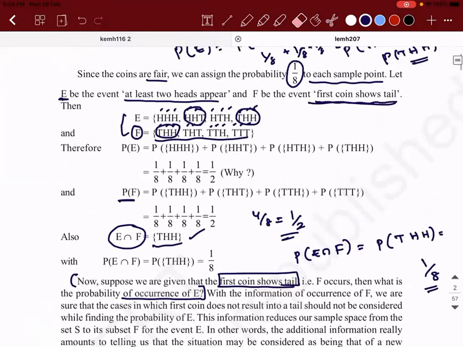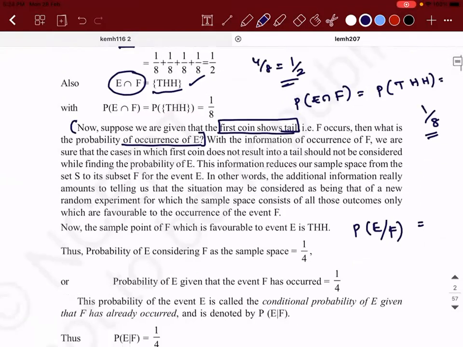So we know that individually the probability of E is how much? Individually the probability of E is half. You got it from 4 by 8. But if I give you a condition like this, what is the probability of E? You know that F has already occurred. So what will you say? The answer will be P of E union... So now how much is it? I mean the intersection value.